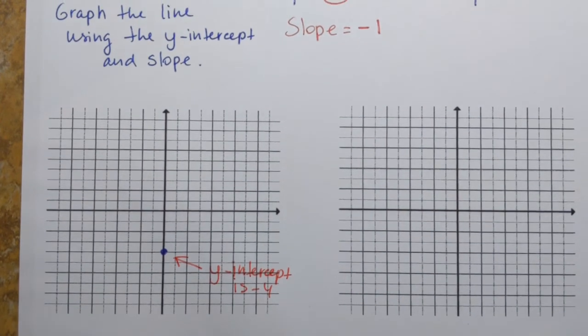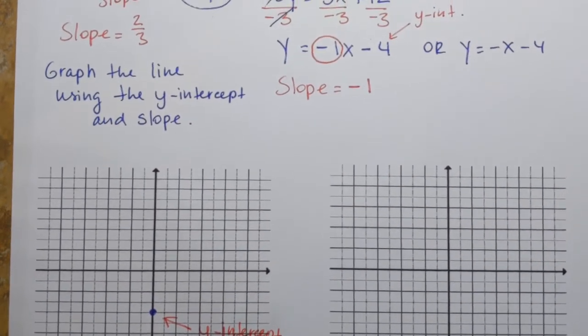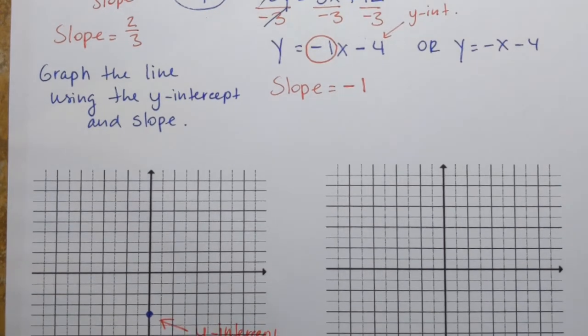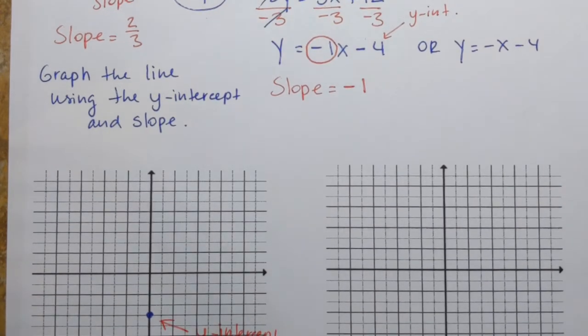Okay. Now 1 point is not enough. I need more points. How do I find them? Well, by using the slope. Remember that slope is rise over run, and it connects points on the graph. It creates that kind of staircase along the line. So that's what we'll use.